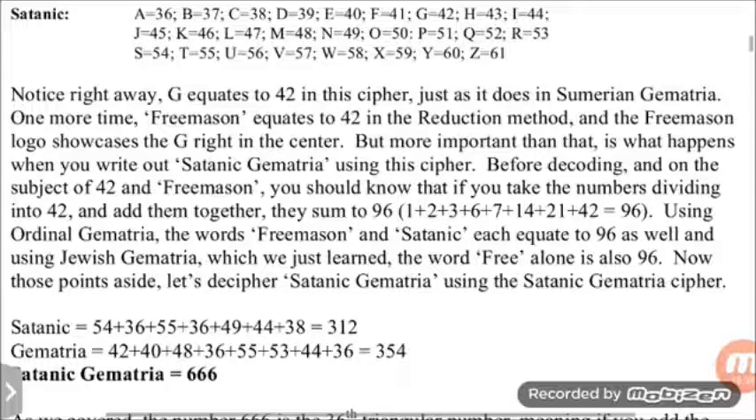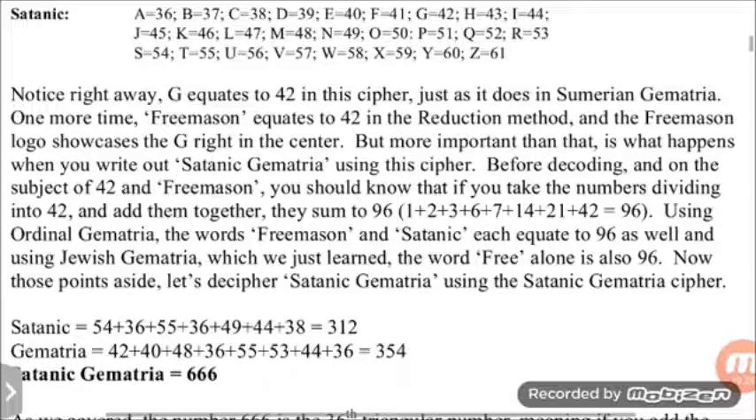One more time, Freemason equates to 42 in the reduction method, and the Freemason logo showcases the G right in the center. But more important than that is what happens when you write out Satanic gematria using this cipher. Before decoding, and on the subject of 42, Freemason, you should know that if you take the numbers dividing into 42 and add them together, they sum to 96. 1 plus 2 plus 3 plus 6 plus 7 plus 14 plus 21 plus 42 equals 96. Using ordinal gematria, the words Freemason and Satanic each equate to 96 as well. And using Jewish gematria, which we just learned, the word free alone is also 96.